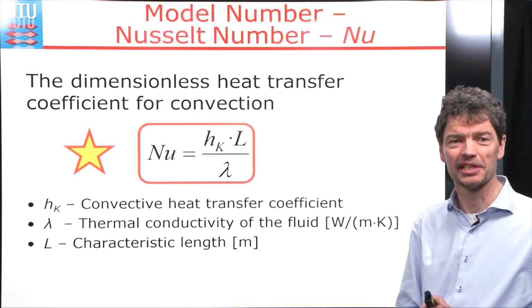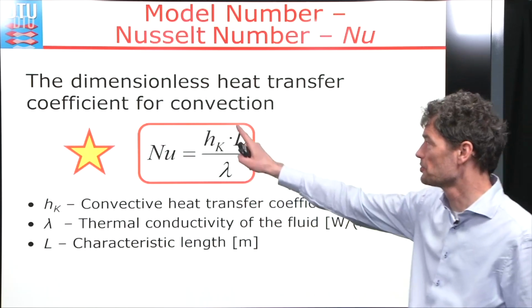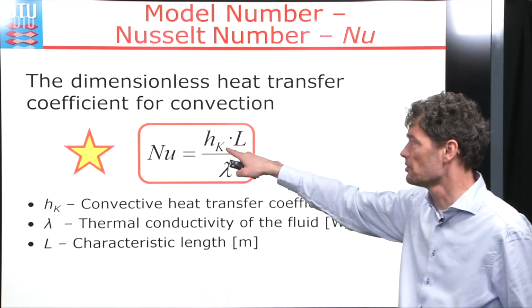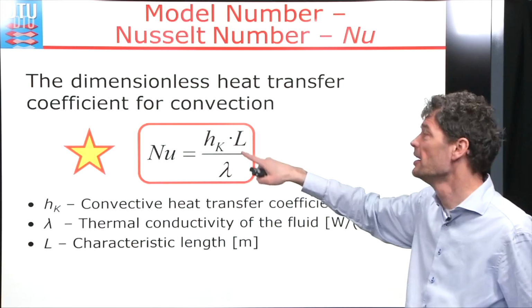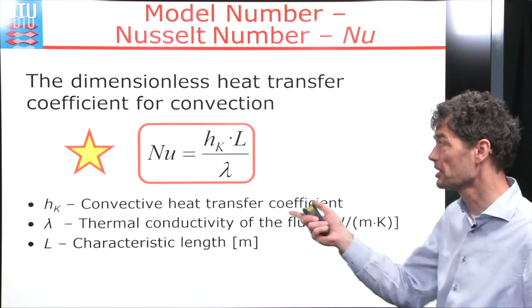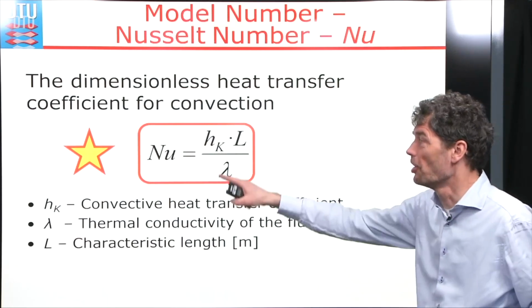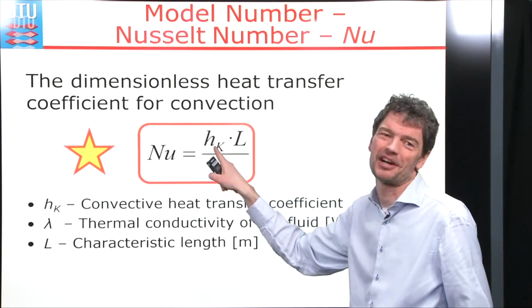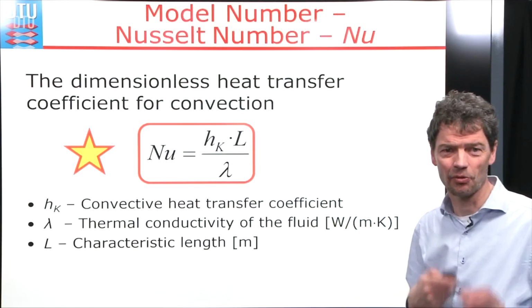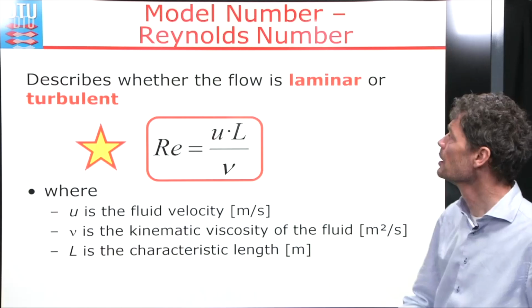And here is the formula that tells about the relationship between the heat transfer coefficient and the Nusselt number. We multiply the heat transfer coefficient with a characteristic length and divide by the thermal conductivity of our fluid. Then we can find the Nusselt number. Or if we have the Nusselt number, we could of course isolate the heat transfer coefficient, as is very often the case, what you will do.